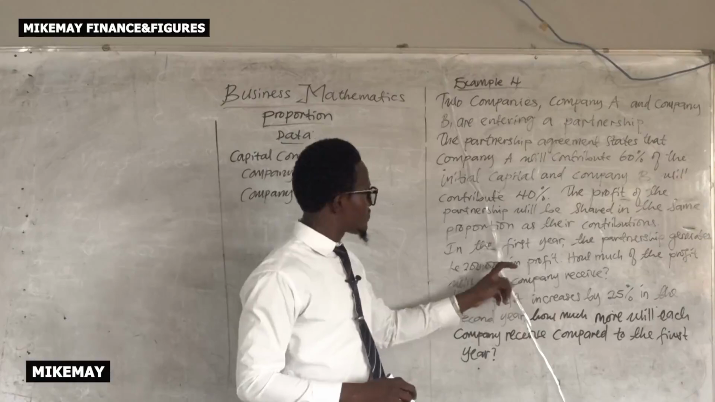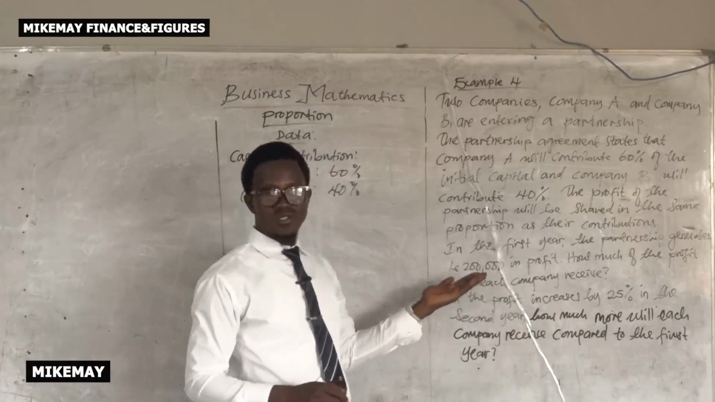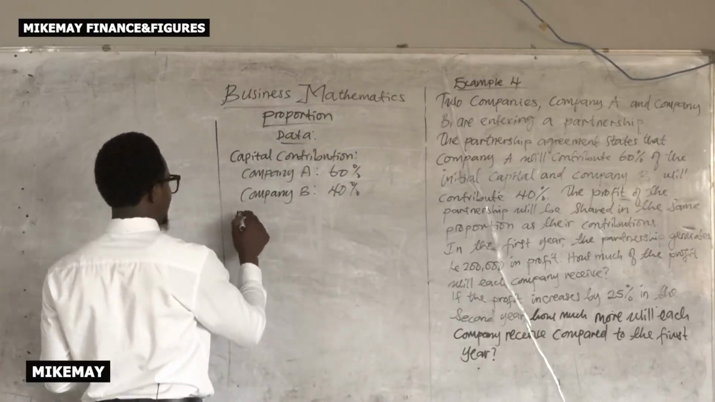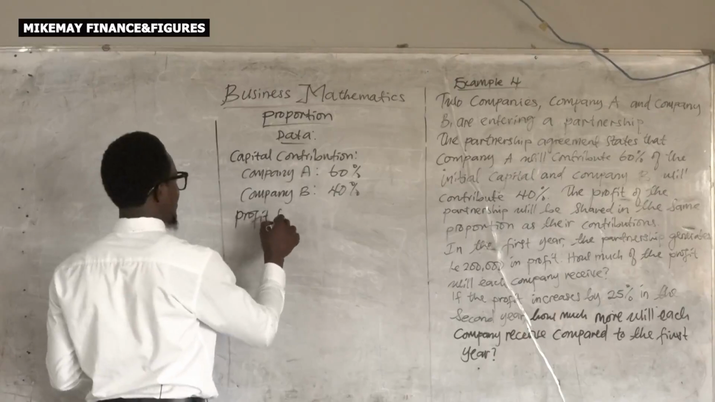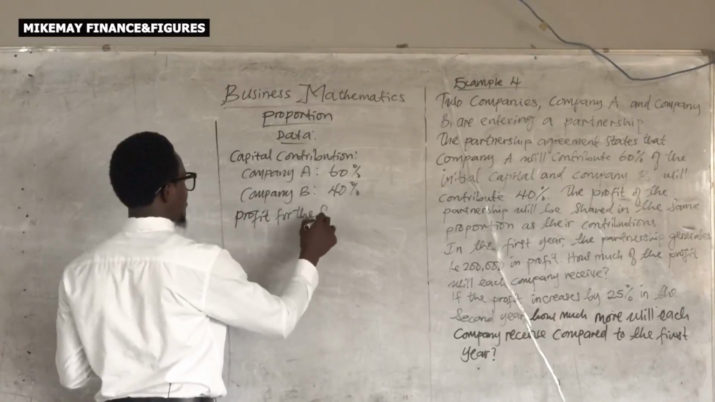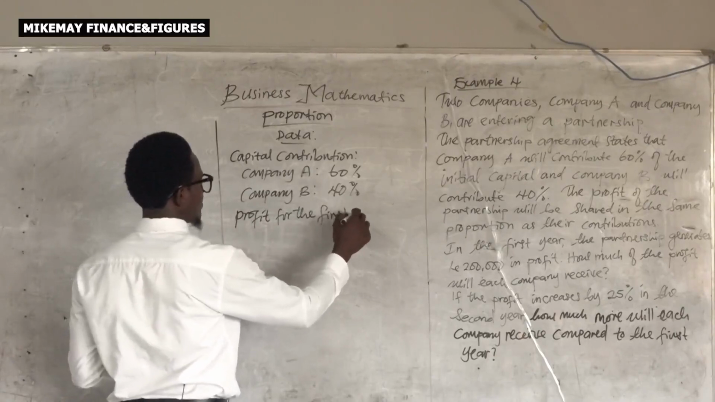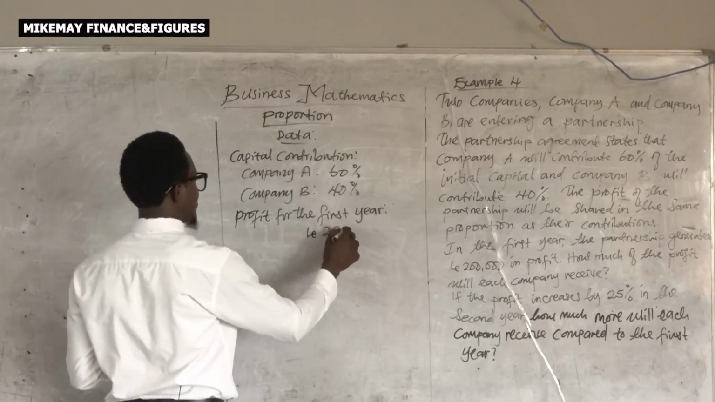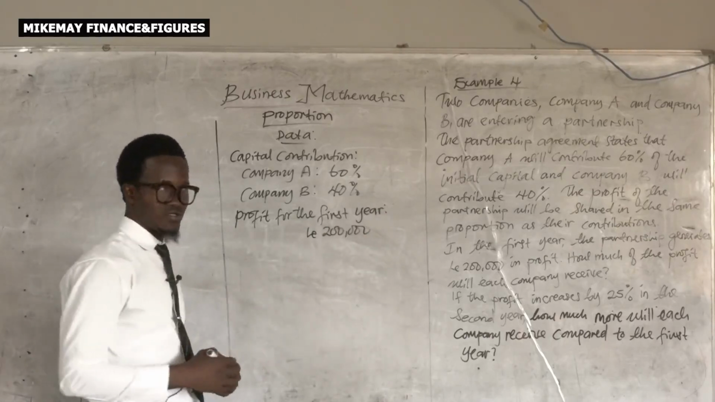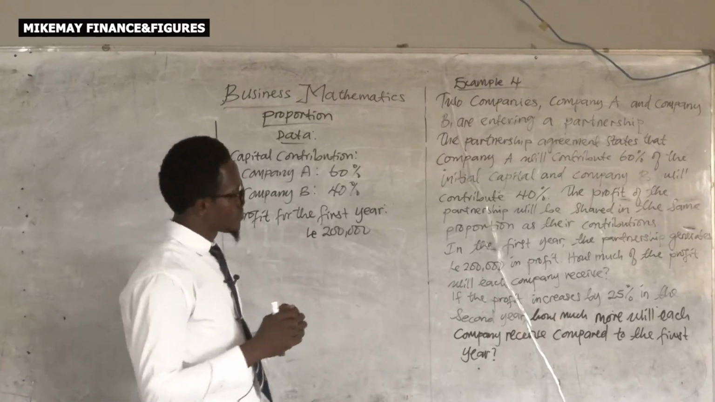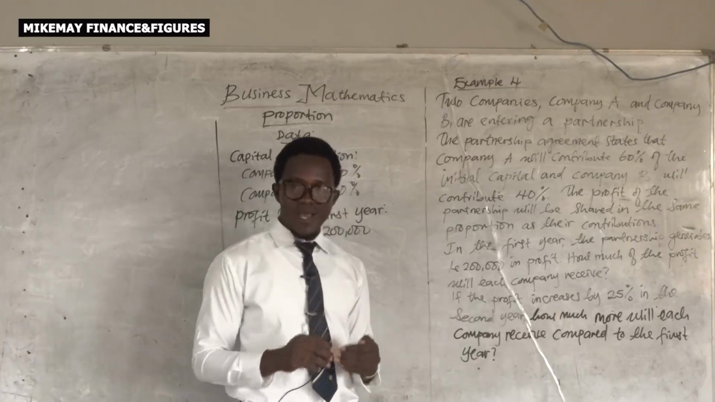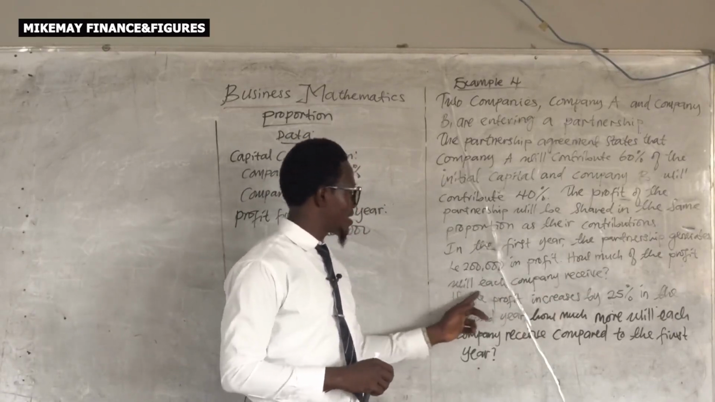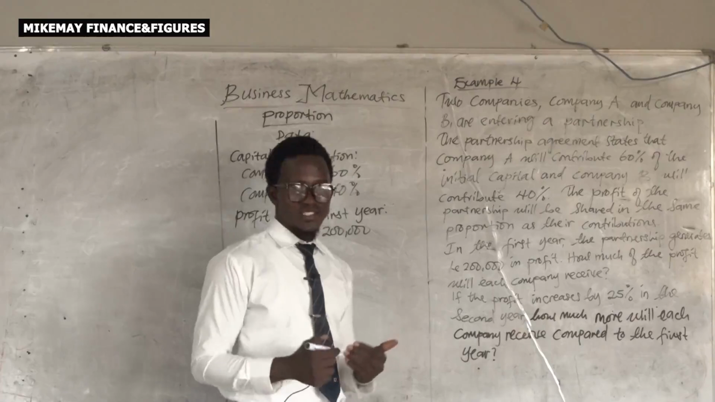So now let's go further to take which other figure that is given, the profit that is generated. Profit for the first year is 200,000 loans as it is given. Okay? So now, let's focus on the first part of the problem, which is saying how much of the profit will each company receive. So let's find it.